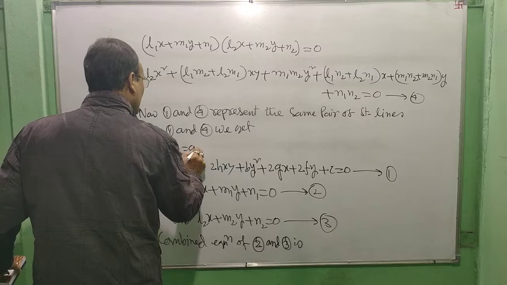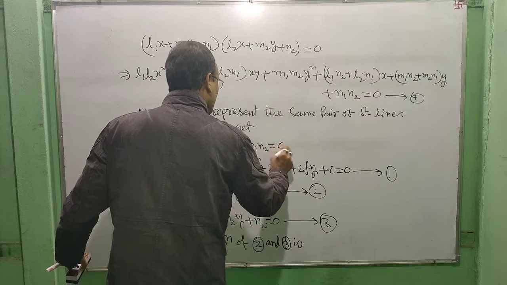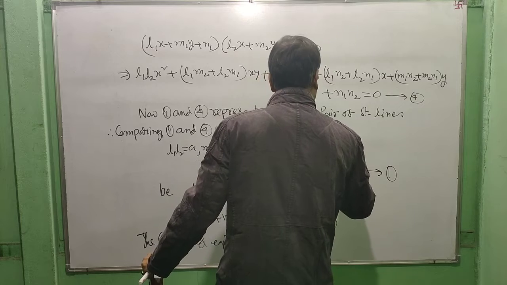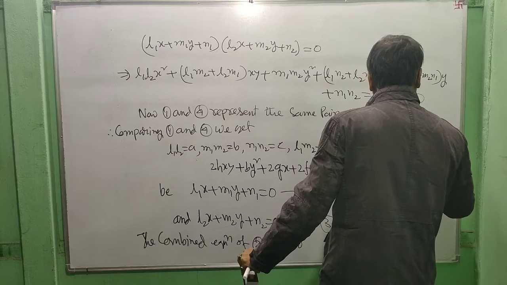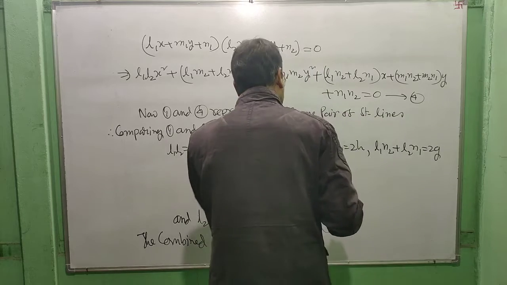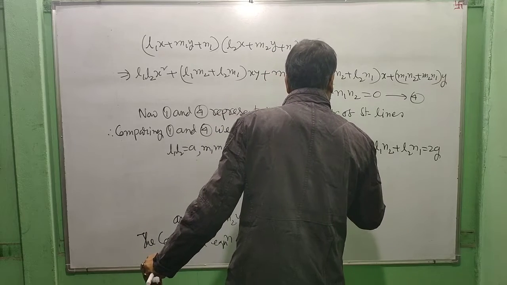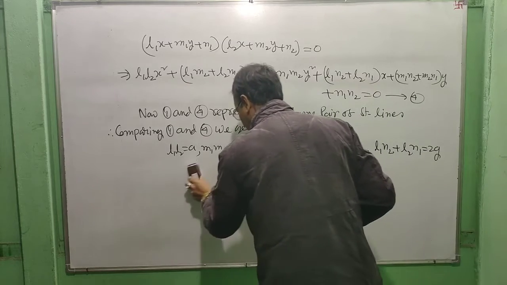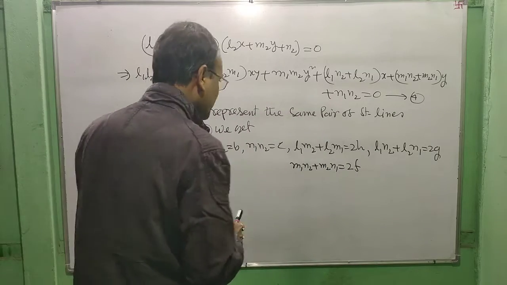L1 L2 equal to a, M1 M2 equal to b, N1 N2 equal to c, L1 M2 plus L2 M1 equal to twice h, L1 N2 plus L2 N1 equal to twice g, M1 N2 plus M2 N1 equal to twice f. We have got this.